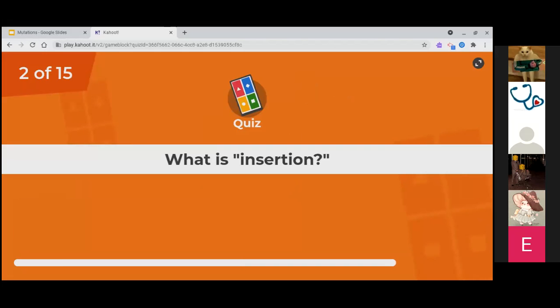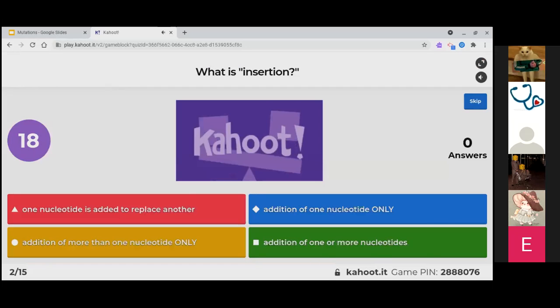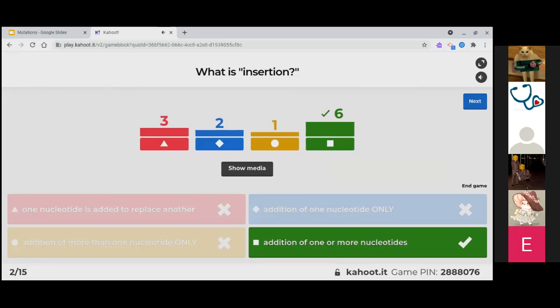So what is insertion? When one nucleotide is added to replace another, an addition of one nucleotide only, an addition of more than one nucleotide only, or an addition of one or more nucleotides. Okay, yeah, so it's an addition of one or more nucleotides, so you can add one or two or three or any number.